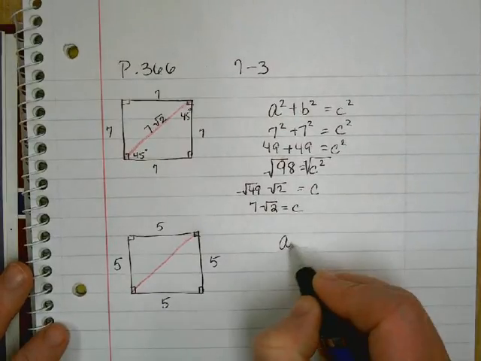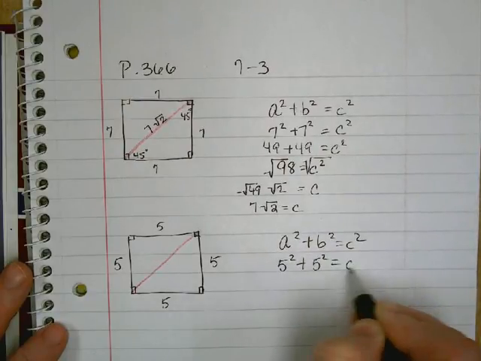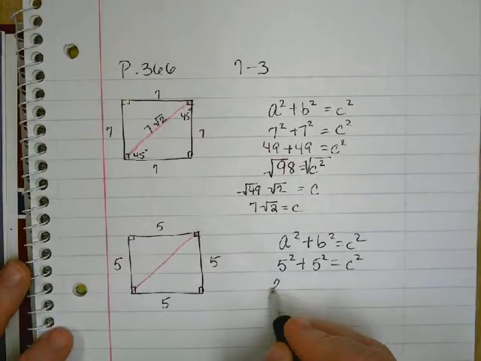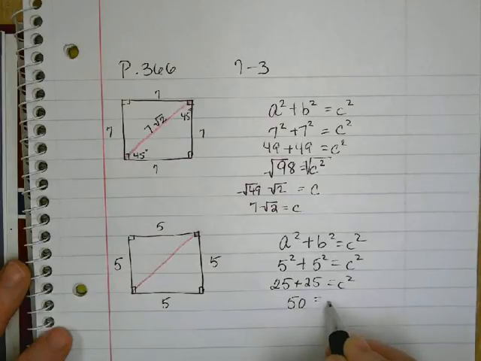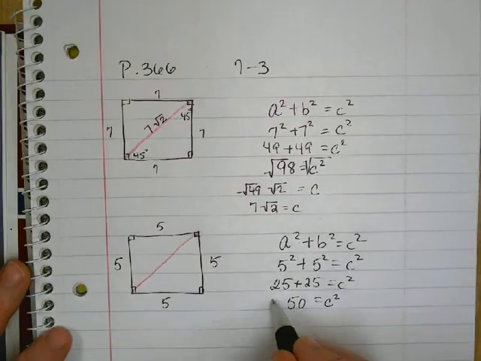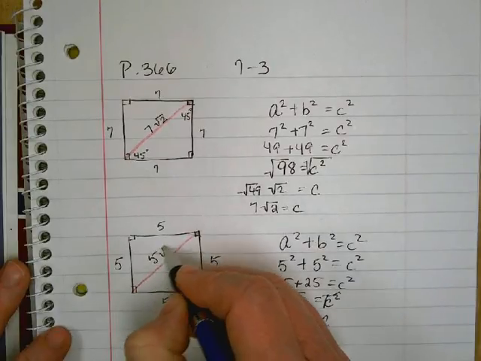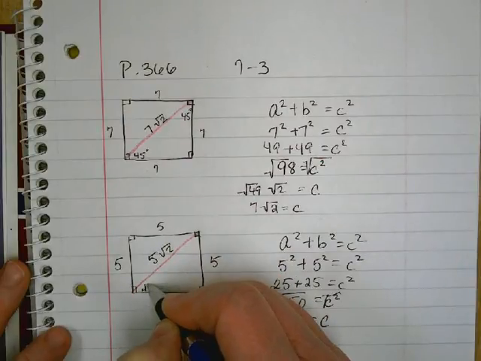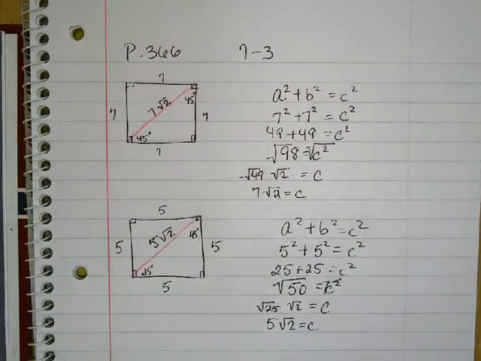Okay. So 5 squared plus 5 squared is c squared. 25 plus 25 is c squared. 50 is c squared. Take the square root. 5 square roots of 2. And my angles are 45 and 45. Any thoughts? Any comments?